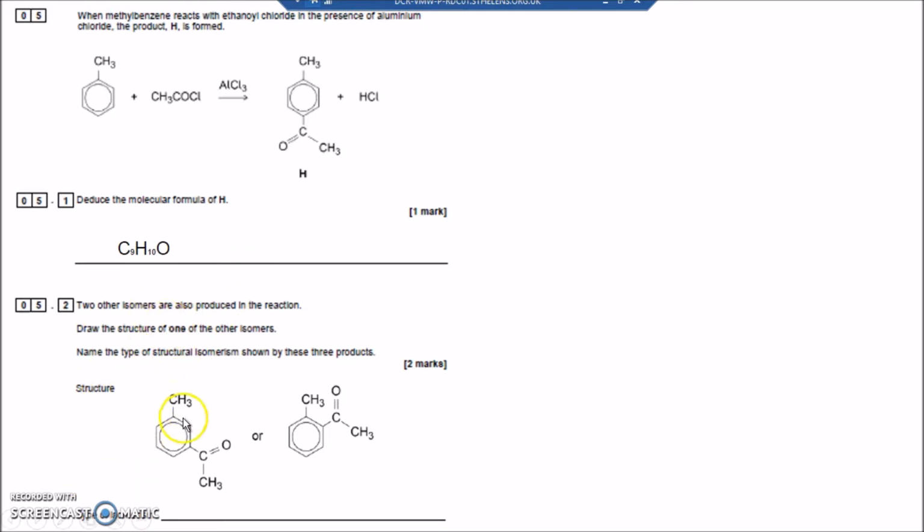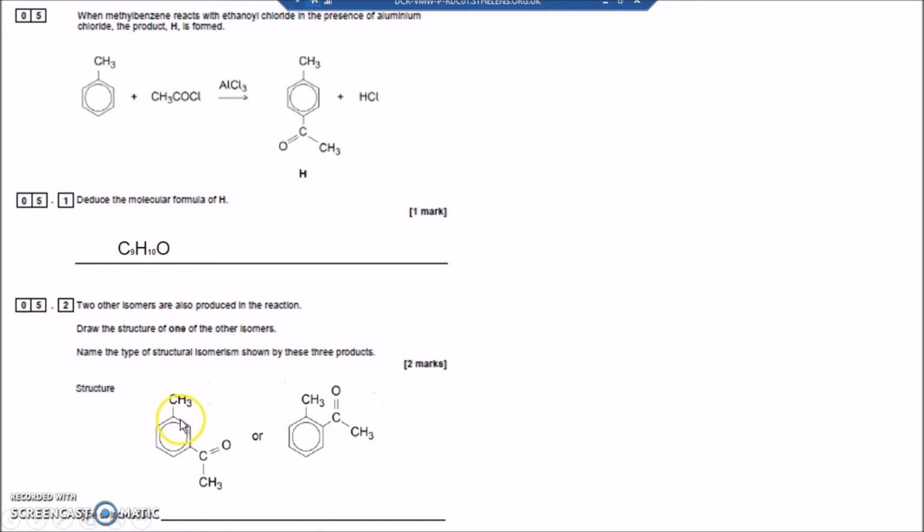I get 2 isomers. What are these? Well, I've got phenyl ethanone with a methyl. I've got methyl phenyl ethanone, but it doesn't ask you to name it. It just asks you for the type of structural isomerism. Remember, there's structural isomerism, there's 3 kinds. There's chain, where you change the length of the chain. No, I've not done that.